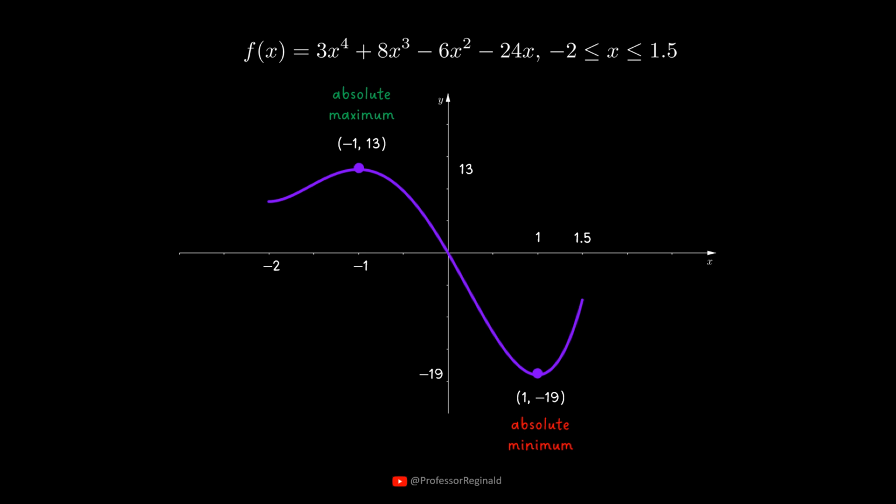Even without a graph, we are confident that these are the absolute extrema of the given function on the closed interval because: first, we have confirmed earlier that the function is continuous on the closed interval. And second, the absolute extrema were computed from the critical numbers, although in other cases, absolute extrema can occur at the endpoints, just like in the previous pages.